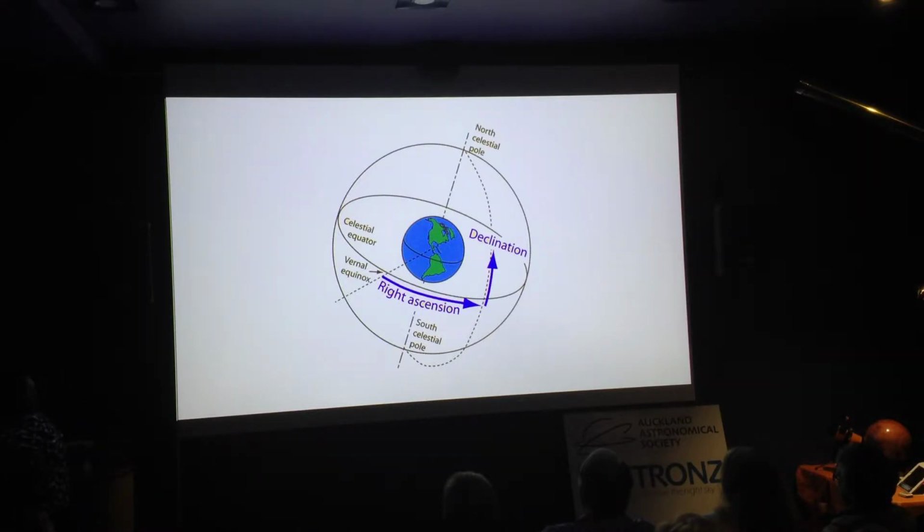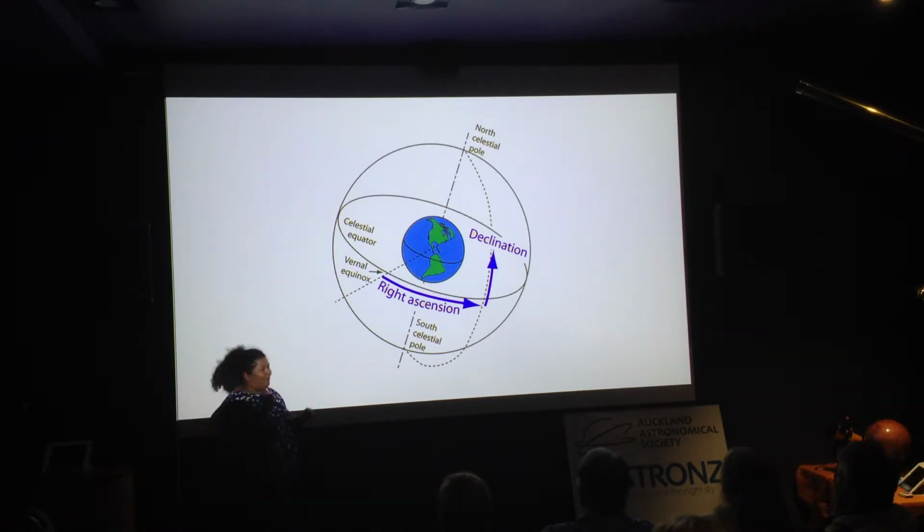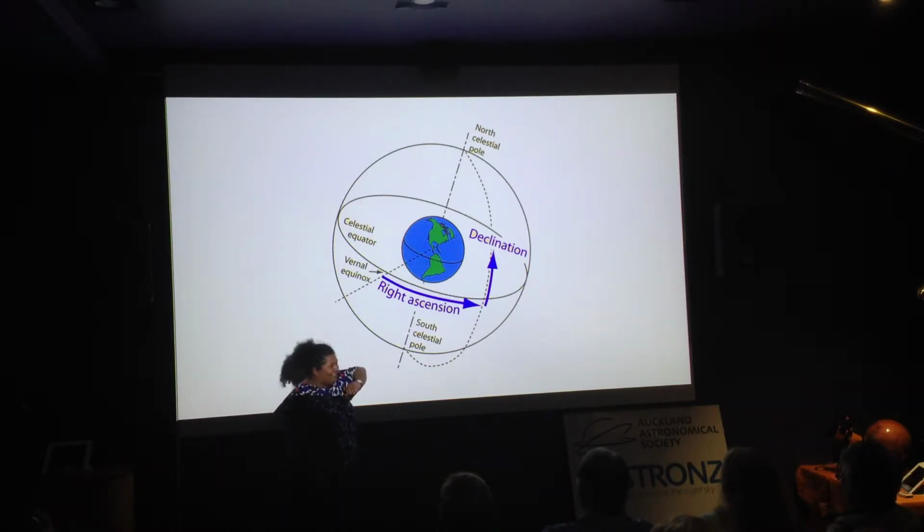Here's another image. There's something else you also need to know in order to tell time and position in astronomy. It's called right ascension and declination. And I always get this wrong, but I studied for this one. Declination is sort of your up and down movement.